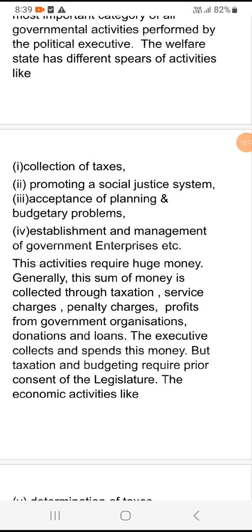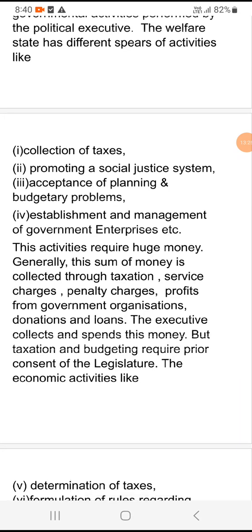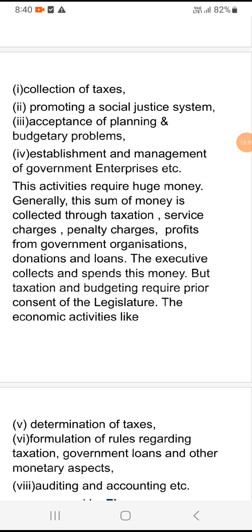It means there may be problems while executing or implementing the budgetary rules and plannings. The executive has to solve those problems. Establishment and management of government enterprises. Government enterprises include railways or public health organizations, etc. These activities require huge money. Generally, this sum of money is collected through taxation, service charges. Service charges include toll tax or any other kind of service charges, etc.